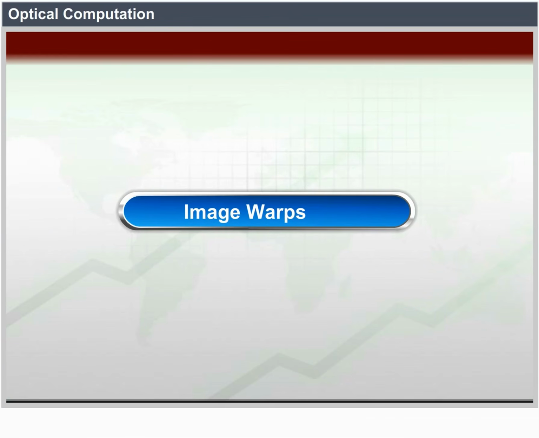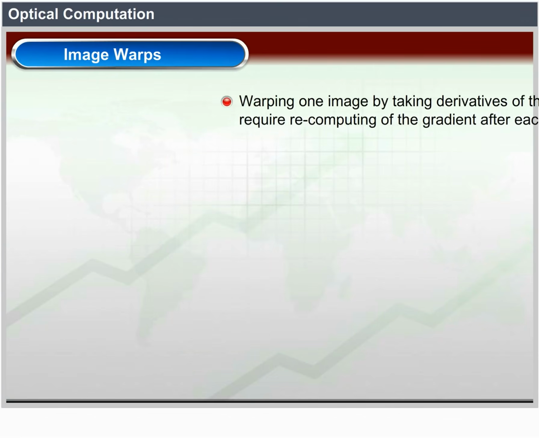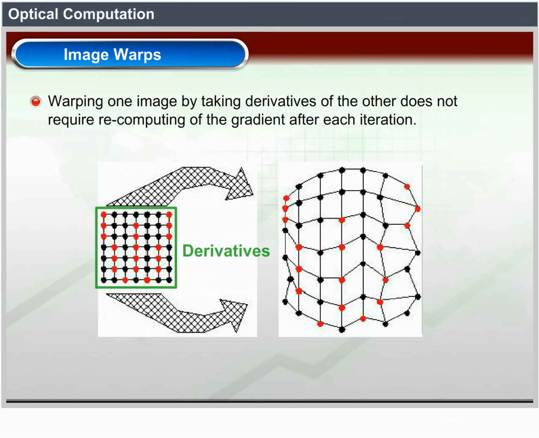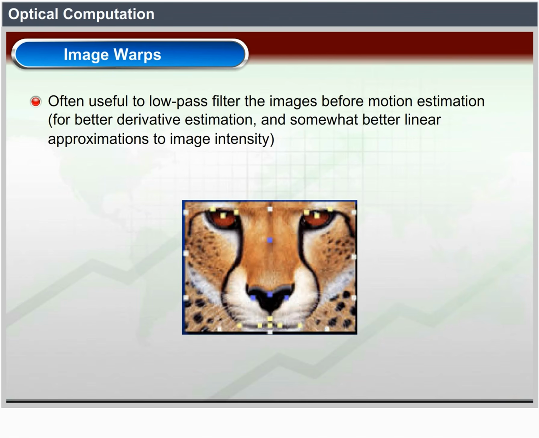Warping is not easy. Warp one image, take derivatives of the other so you don't need to recompute the gradient after each iteration. Often useful to low-pass filter the images before motion estimation for better derivative estimation and somewhat better linear approximations to image intensity.